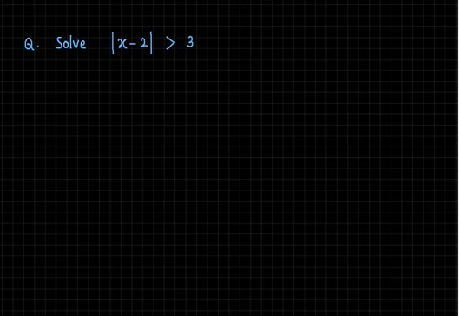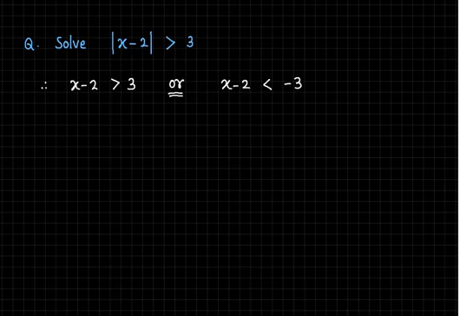So here we have to solve mod of x minus 2 greater than 3. So it has greater than inequality. So as per what we have just seen, whatever quantity we are taking modulus of, that has to be either greater than 3 or that has to be less than minus 3.